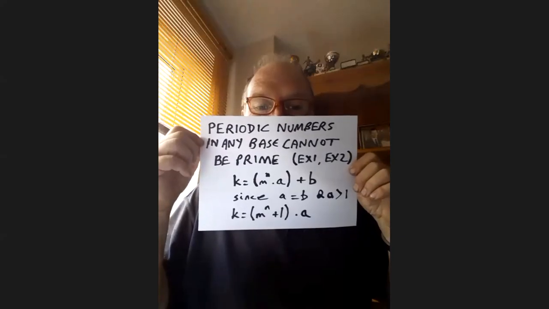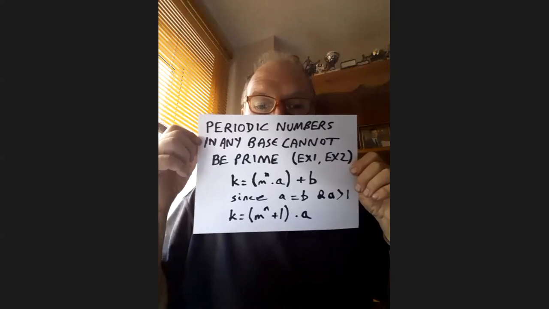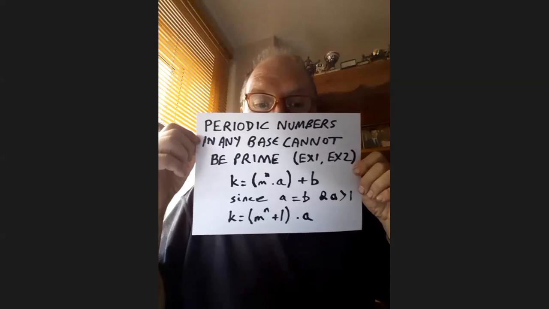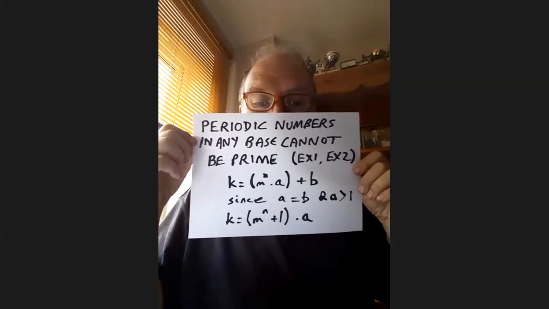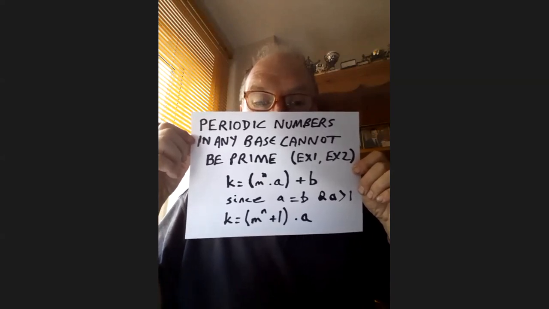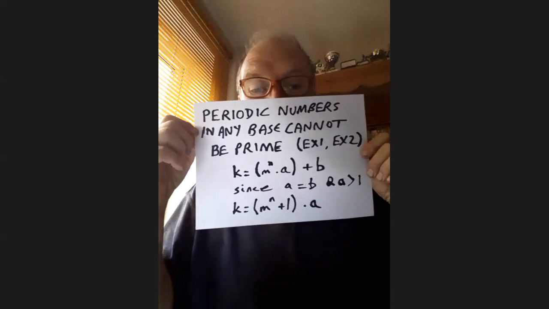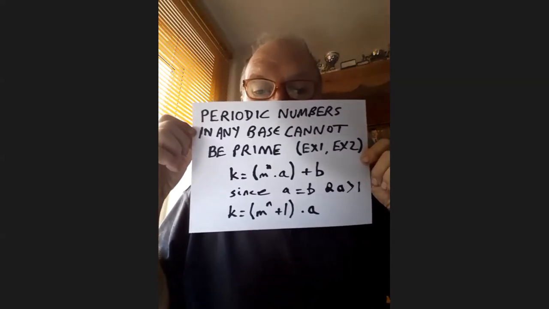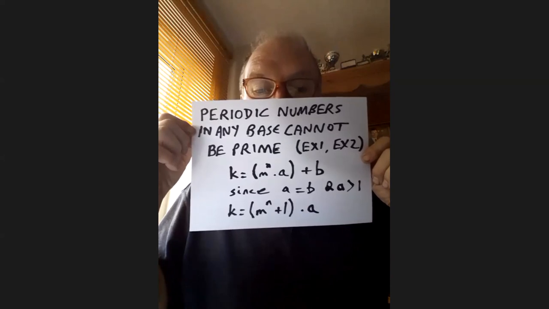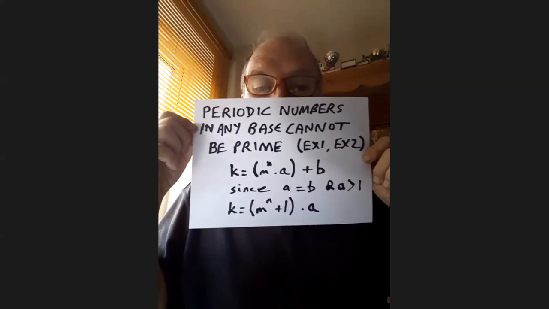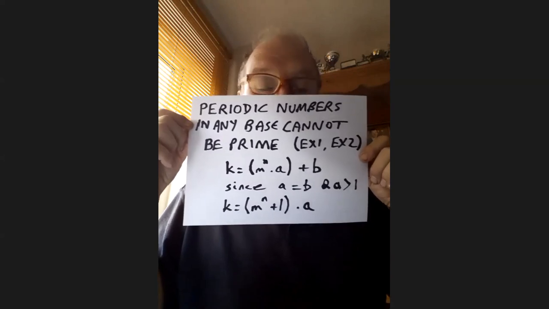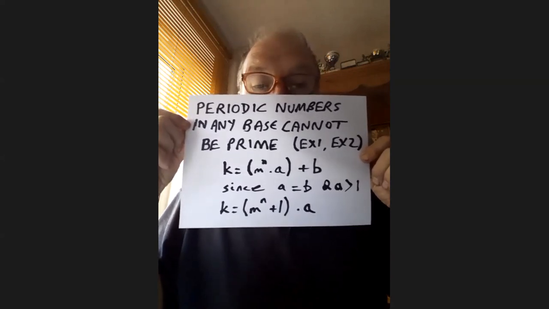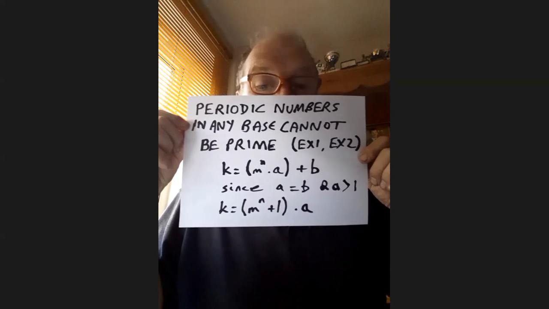Perfect. Yeah. So periodic numbers in any base cannot be prime, with two important exceptions. Reading my notes, we've got m to the power of n multiplied by a plus b. So that's what a periodic number looks like. And so we do a simple substitution, and we can prove that a periodic number cannot be prime in any base. The proof is just three or four lines long.